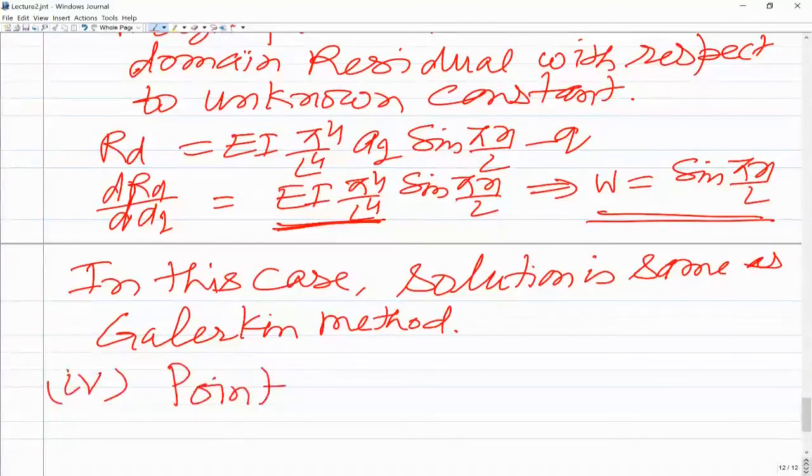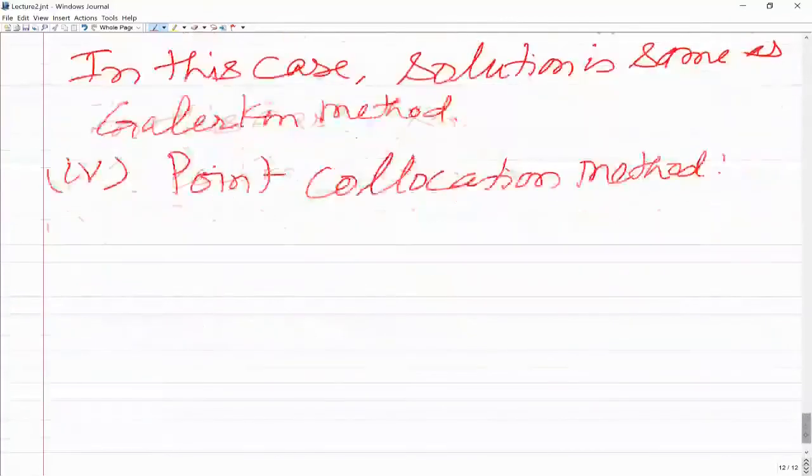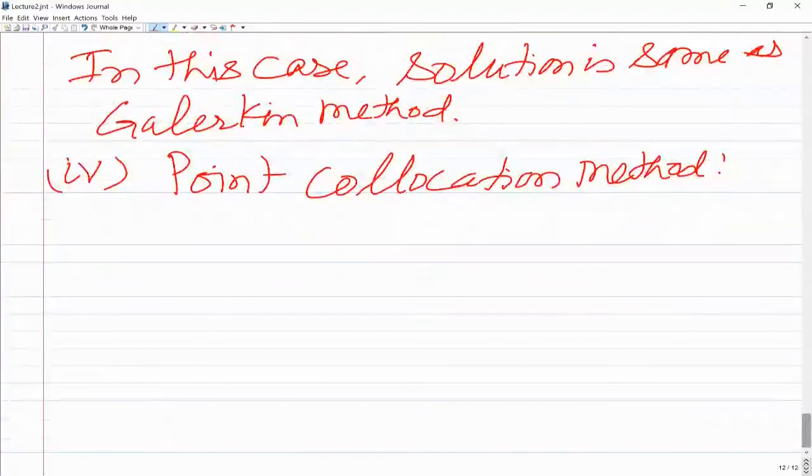So the fourth method I am going to discuss is known as the point collocation method. In this case, rather than taking the integral, at selected points we equate the residual to 0, and from the resulting equations we solve for the unknown constants and then get the approximate solution.